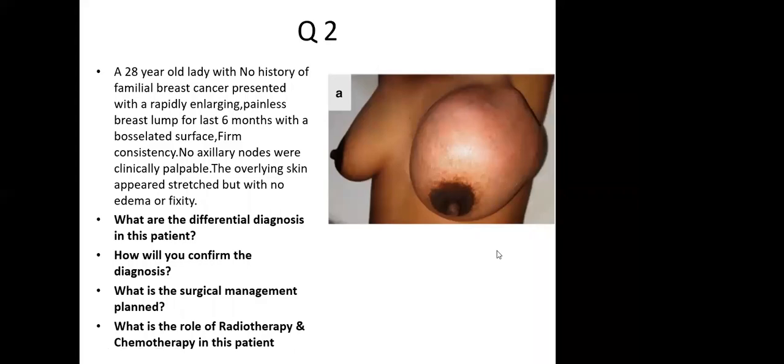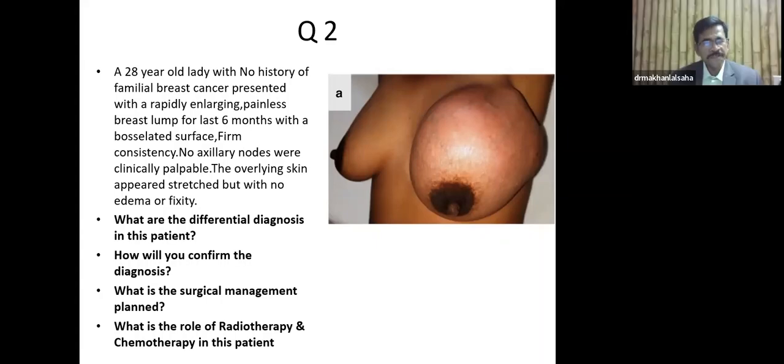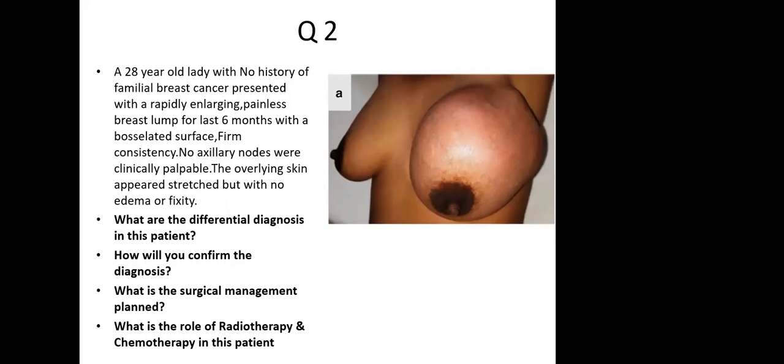Good morning, sir. A 28-year-old lady with no history of familial breast cancer presented with a rapidly enlarging painless breast lump for the last 6 months, with a bosselated surface, firm consistency, and no clinically palpable axillary nodes. The overlying skin appears stretched, but with no edema or fixity. What are the differential diagnoses in this patient? Sir, should I answer? Yes, yes. Just the first question. You say OSCE scenario, so give a specific answer.